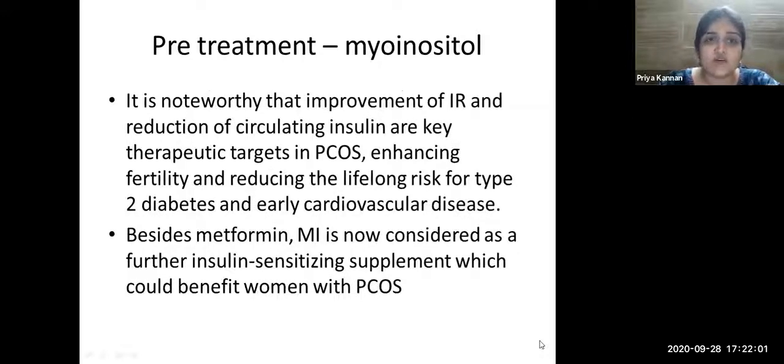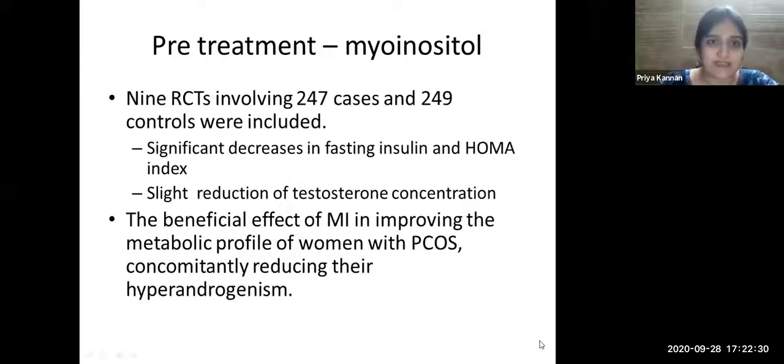It is also noteworthy that improvement of insulin resistance and reduction of circulating insulin are the key therapeutic targets in PCOS, enhancing the fertility and reducing the lifelong risk for type 2 diabetes and early cardiovascular disease. Besides metformin, myoinositol is now considered as a further insulin sensitizing supplement which could benefit women with PCOS.